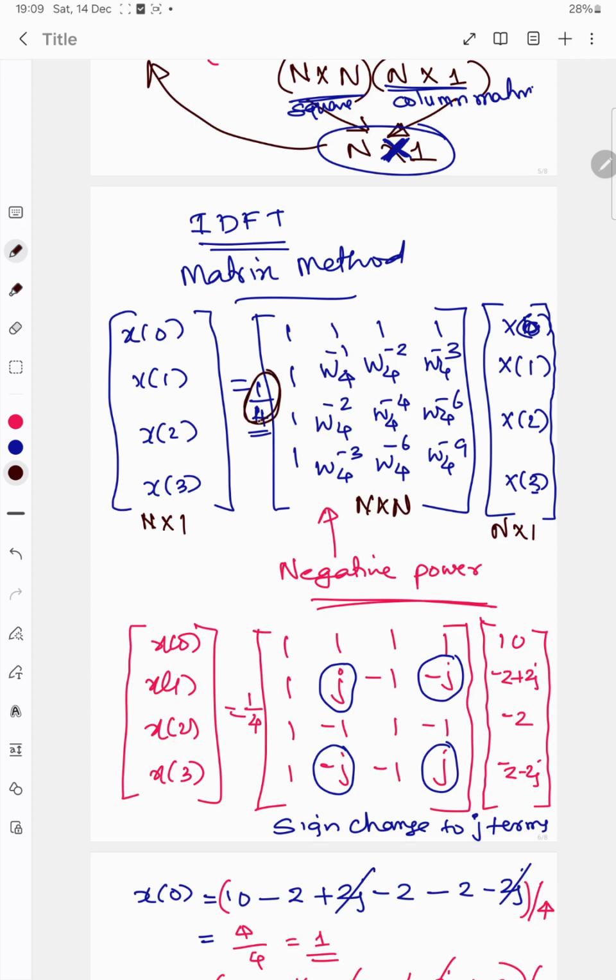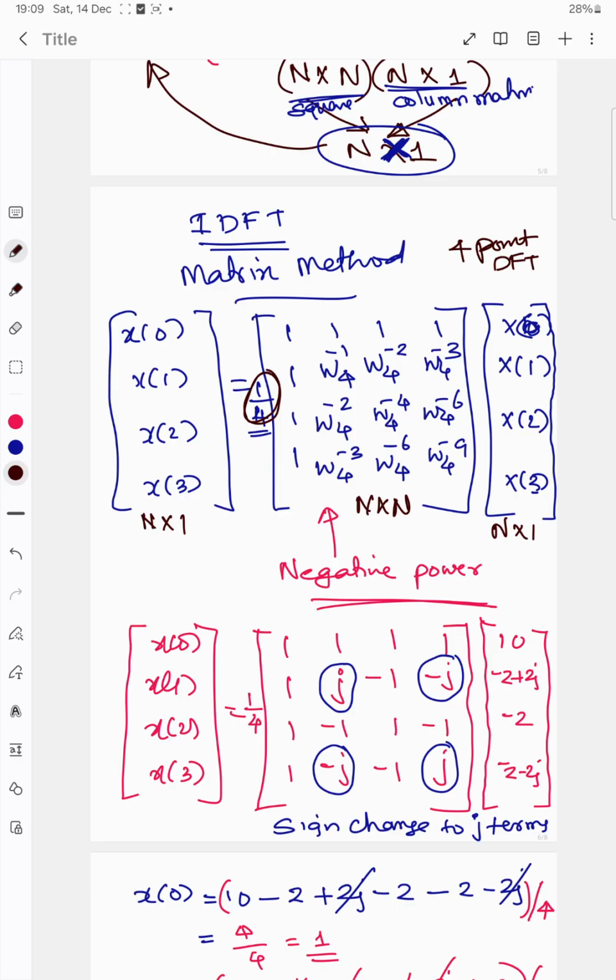In this example I use 1 by 4 because this is a 4 by 4, I mean a 4 input case, or the 4-point DFT. So if it is a 4-point DFT, then divide by 4, that is, multiply by 1 by 4. If it is an n-point DFT, then it is supposed to be divided by n, that is, multiplied by 1 by n.